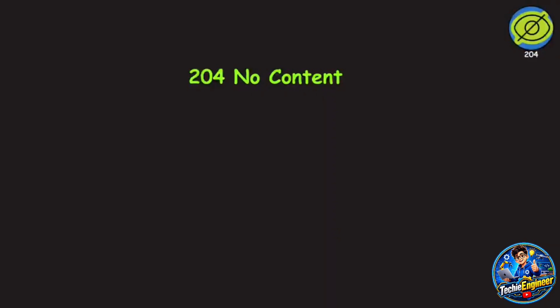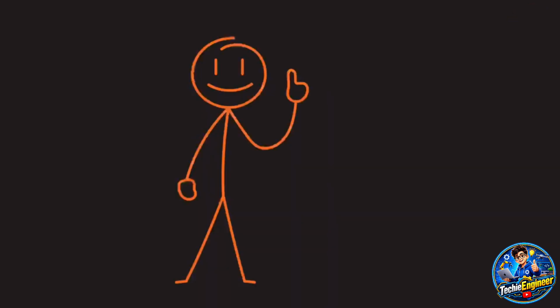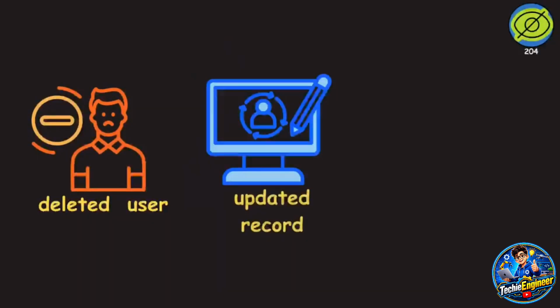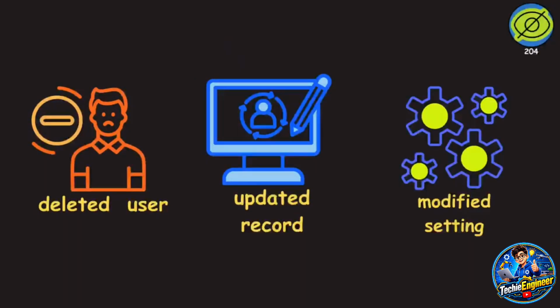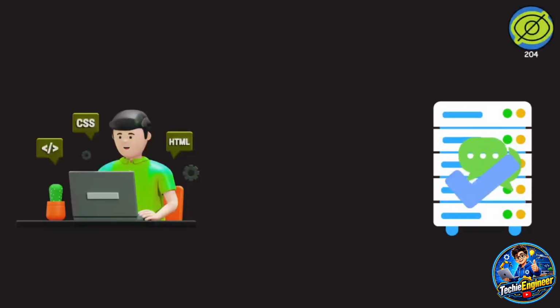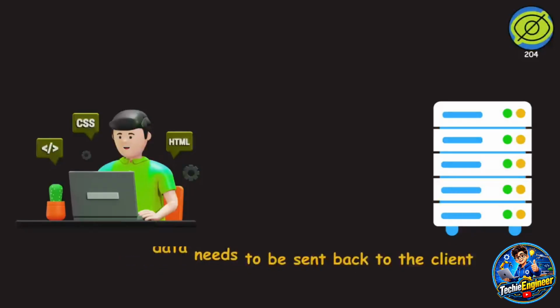204. 204 is success with a twist. There's no response body. The server completed your task. Maybe you deleted a user, updated a record, or modified a setting. But there's nothing to send back. A 204 means the server has successfully completed the task, often a DELETE, PATCH, or PUT operation. And confirmation of that success is all you need. No data needs to be sent back to the client.